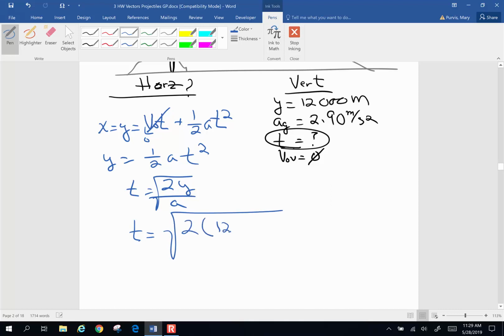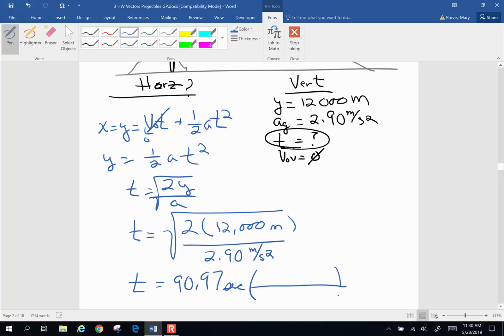2 times 1,200 meters. I don't know, I got hundreds on the brain. Sorry, guys. Divided by 2.9 meters per second squared. And when I solve for that, let's see what I've got. 2 times 1,200 divided by 2.9, square root of all that, and I got 90.97 seconds.